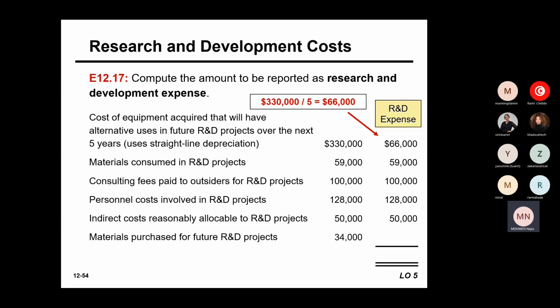When you have material purchased for future R&D projects, they are capitalized. And of course, if there is no consumption of these materials, none of these 34,000 was consumed for the current R&D project, then no portion needs to be included in the current year measurement of R&D expense. So the total will be, of course, $403,000 to be reported as R&D expense within our accounting records. Is that clear, please?